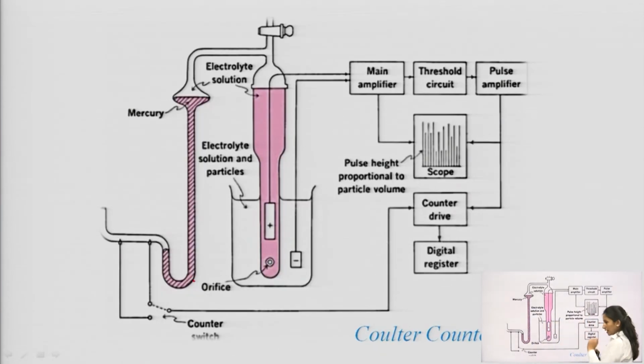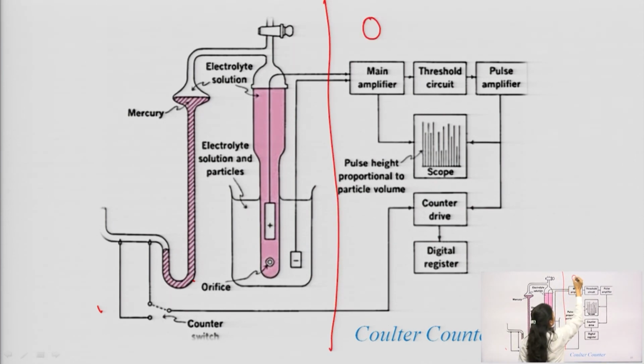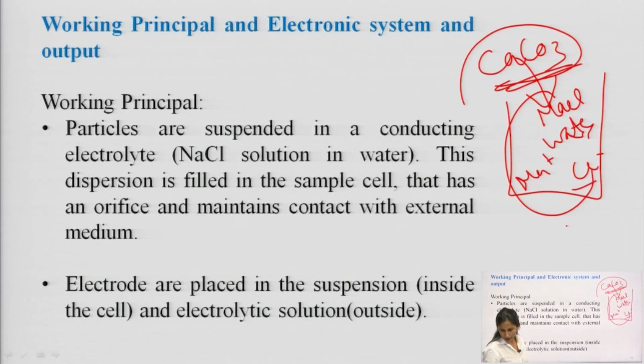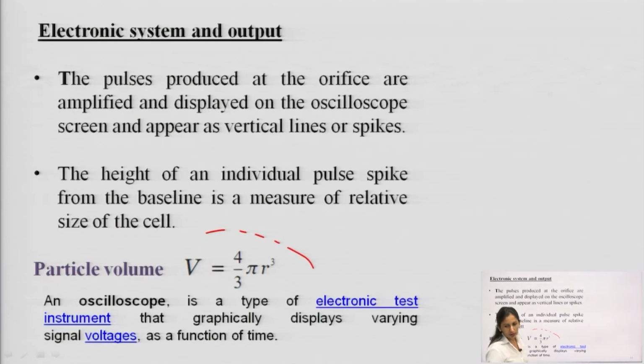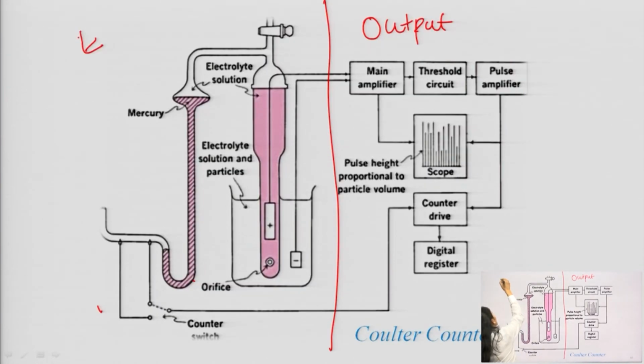So now again come to this image, this picture of this Coulter counter. What we have just studied right now: this is the Coulter counter, this is the arrangement of Coulter counter. As we have studied, there are two types of arrangement. This is the output, as we studied here, na? One is the electronic system and the second one is the output system. This is the electronic system.